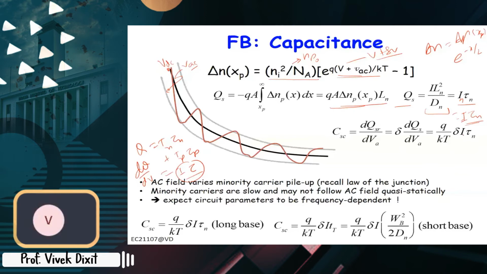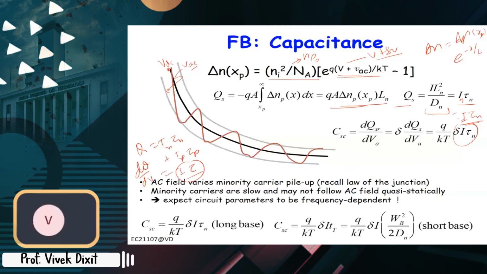Now we are not changing the voltage from plus V to minus V. We are only changing it by a small amount, right? So instead of writing total Q, we can write the Q for this region. So that we call a small variation in Q, delta I tau_N, and that will be your capacitance, right?